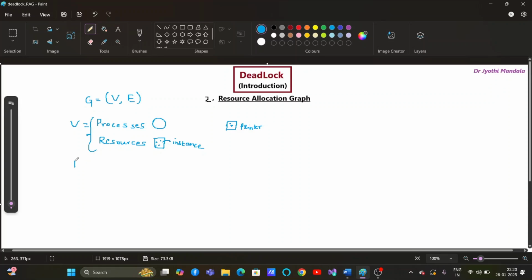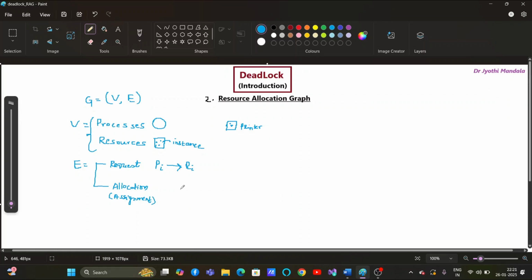Now coming to edges. Two types of edges are there. First type is your request edge. A request edge is when a process wants to have any resource. Suppose process Pi wants resource Ri, then the edge will be from Pi to Ri, where Pi is requesting Ri. The second type of edge in our graph is your allocation edge, which is also called an assignment edge.